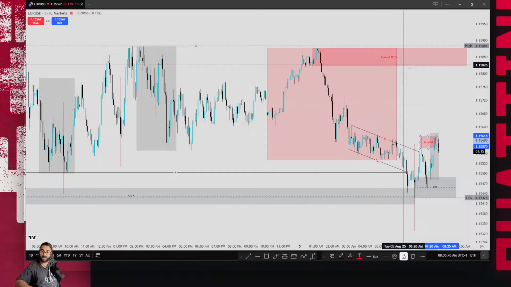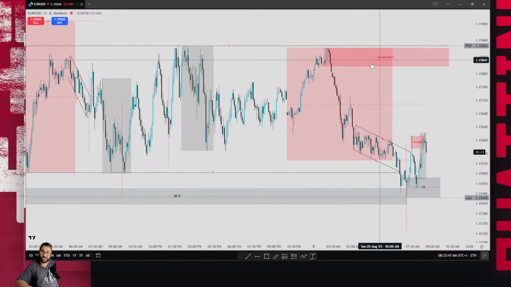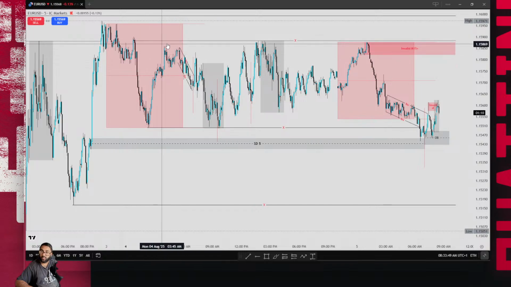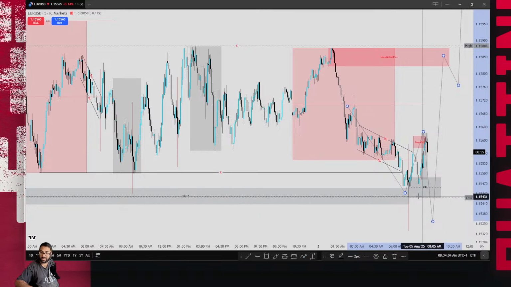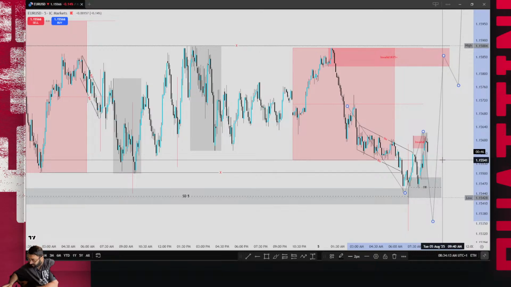If that zone fails, we can attack this supply zone here at the top of Asia, because you've got 1, 2, 3, 4, 5 equal highs right here. So price should come lower, take this zone here to give a reaction here, and then take that zone. You see what I'm thinking? That's what I was expecting to happen. That's what I wanted to happen. That's more clean. That's more of a clean setup.